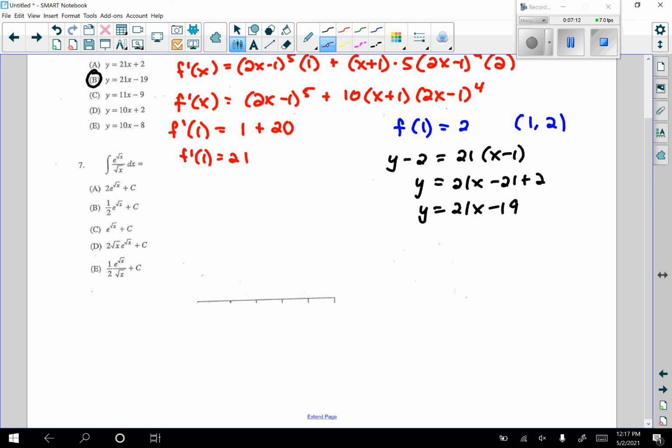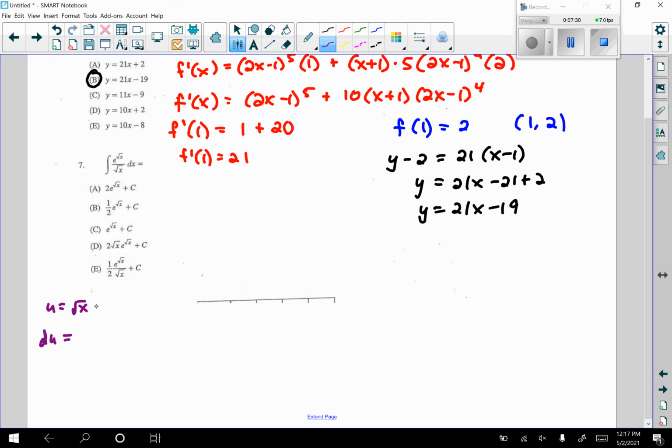All right, for number 7, we're going to use substitution here. We're going to let u equal square root of x. Now again, we could do this, or you could just go through and take the derivative of each one here and see which one gives you e to the radical x over radical x. But this is good practice with u substitution.